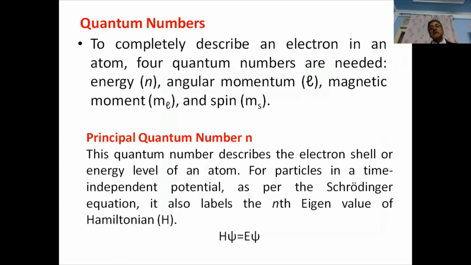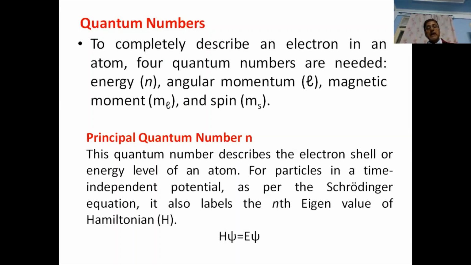To completely describe an electron in an atom, four quantum numbers are needed. They are energy n, angular momentum l, magnetic moment ml, and spin ms. Now let us consider the principal quantum number. This quantum number describes the electron shell or energy level of an atom.